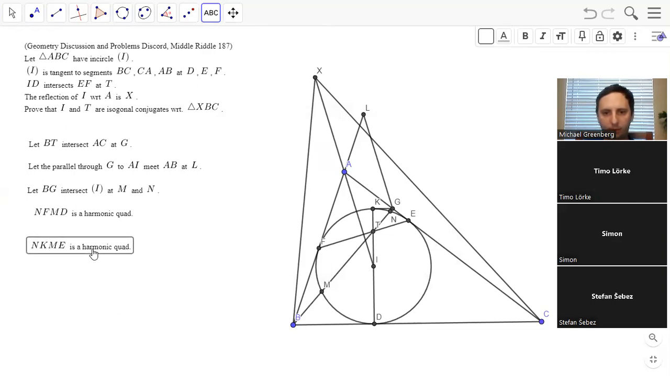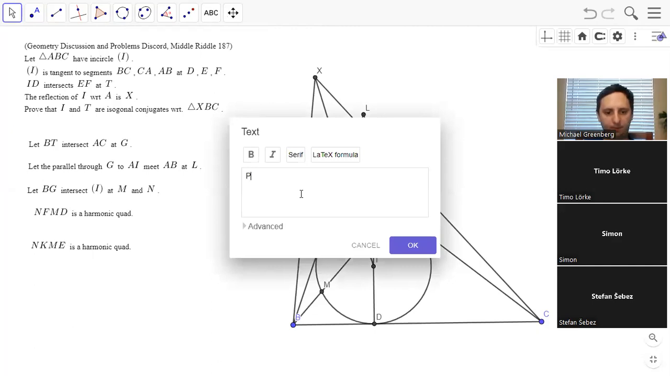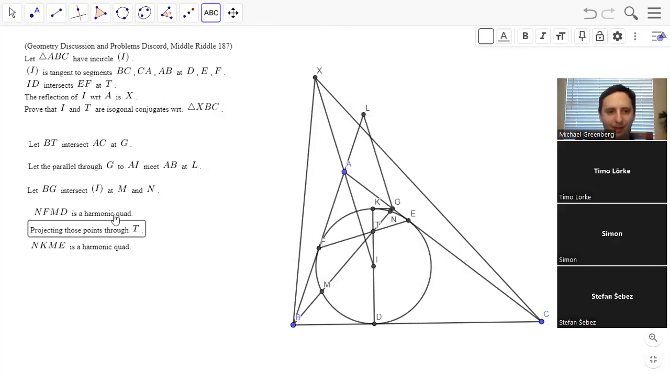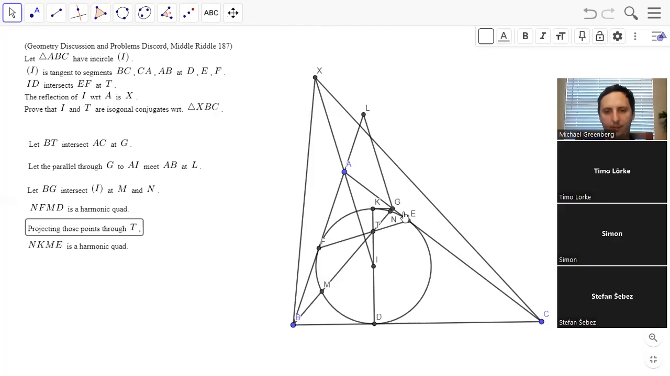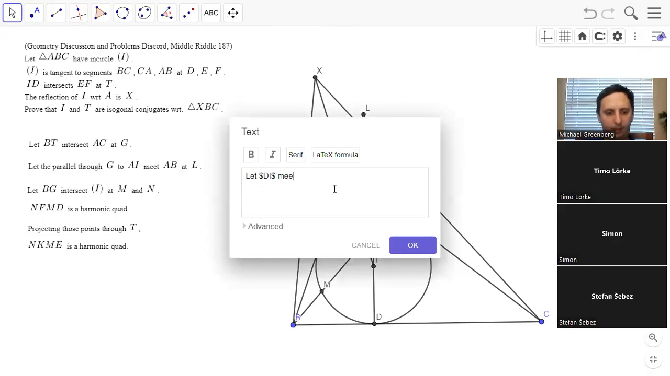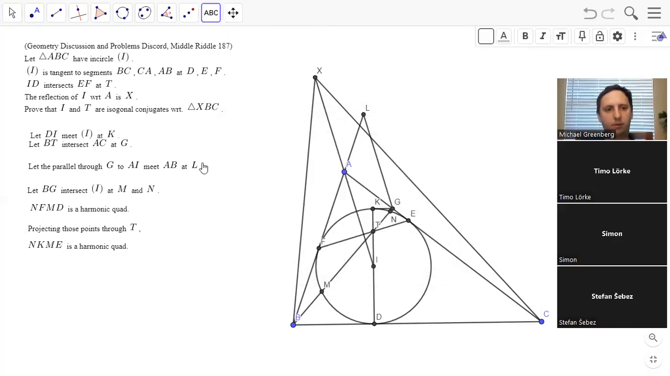So then we can project these four points through T. And this is that magic trick where we project to a point that's not actually on the circle. And then we get that NMKE is harmonic. Should be a comma. And so that means that, I'll say let DI, I'm going to define point K, let DI meet I at K. So since this is a harmonic quadrilateral, then that means GK is tangent to I.